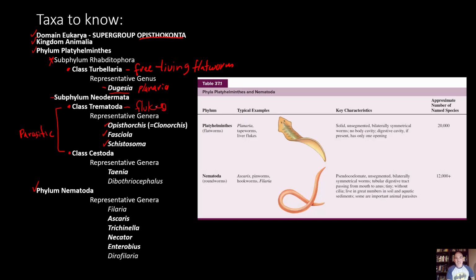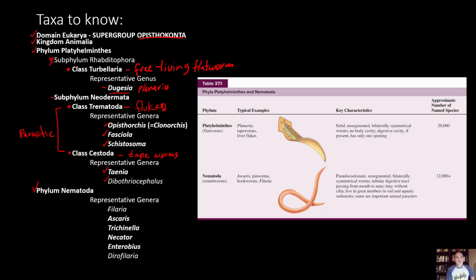Okay, and the other class, Cestoda, it's the group that tapeworms belong to. And tapeworms are intestinal parasites. And one genus you need to know is Taenia. It's an important parasite for many animals, including humans. There are many other genera. There's one labeled here, which is a very large human tapeworm parasite, tapeworm of humans.